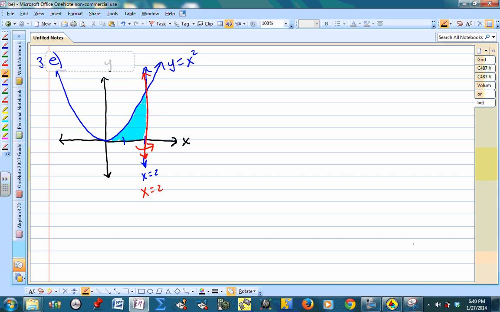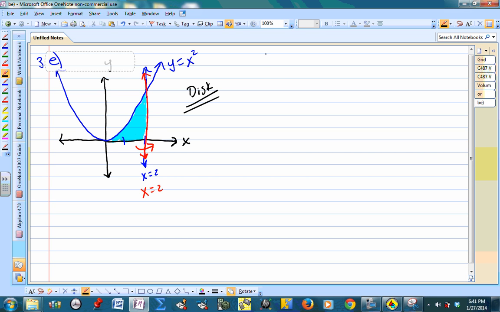So let's determine if we're going to use disks or washers. Take a look at the axis of revolution and the shaded region. Is there any blank space in between the axis of revolution and the shaded region? If the answer is yes, then we're going to use washers. If the answer is no, well, then we're going to use disks. In this case, we're going to use disks.